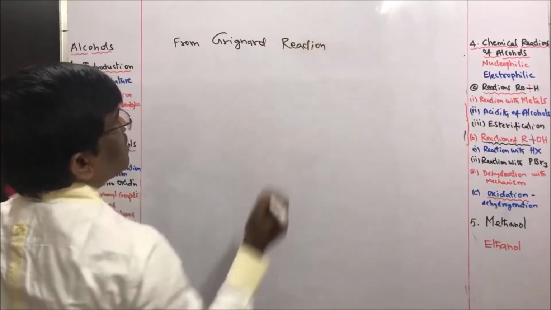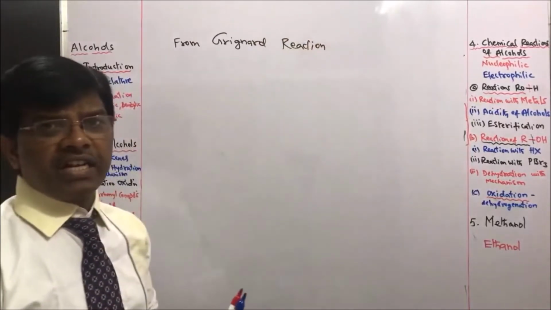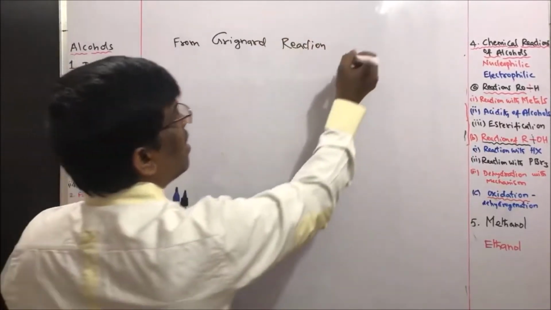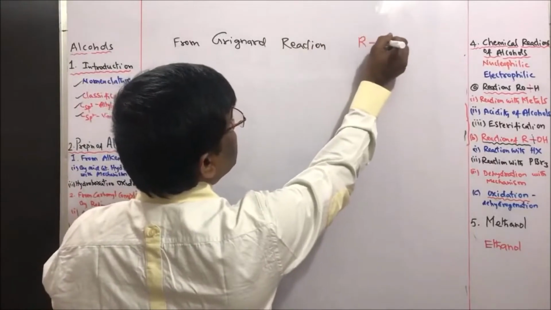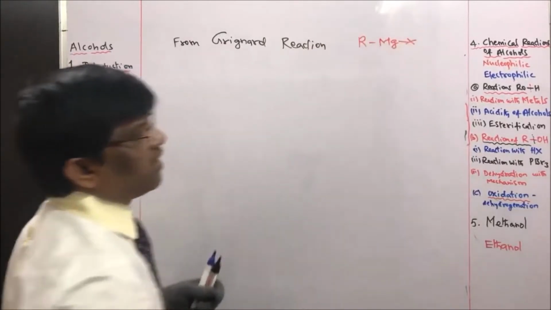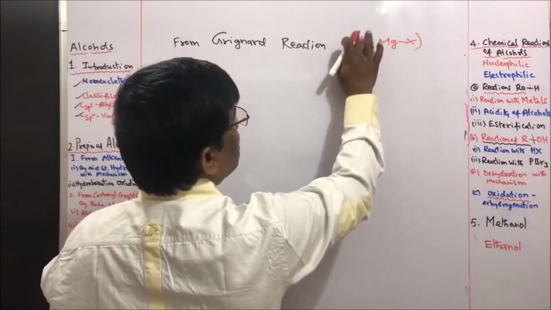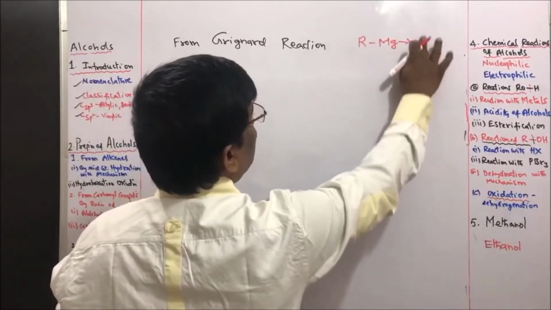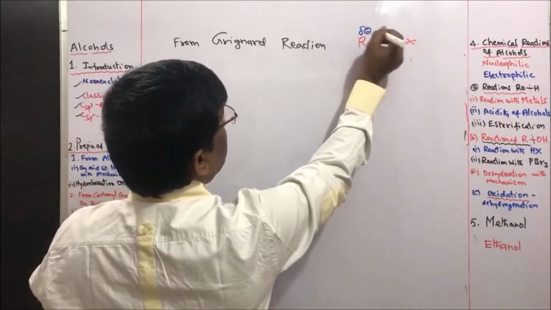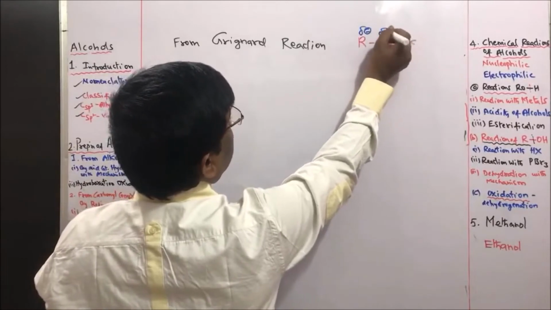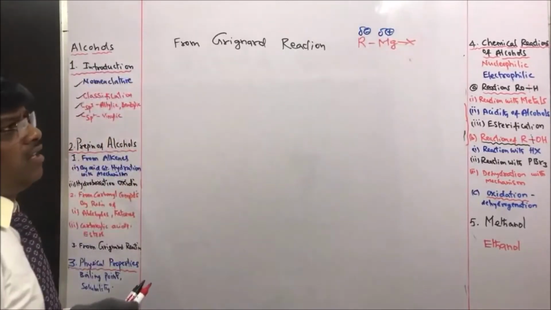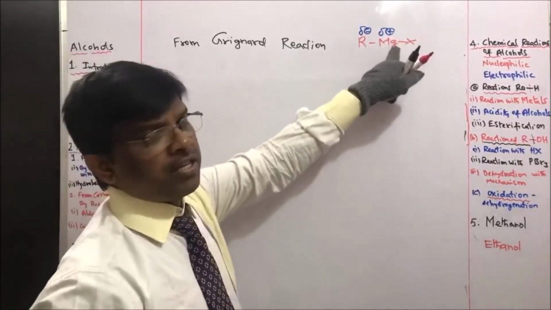Preparation of alcohols from Grignard reaction. What is a Grignard reagent? An alkyl or aryl magnesium halide is a Grignard reagent. What is the charge on this carbon, or this R group? It is going to be a carbanion with negative charge, and the magnesium is going to be positively charged, right? So how do we make these alkyl magnesium halides?